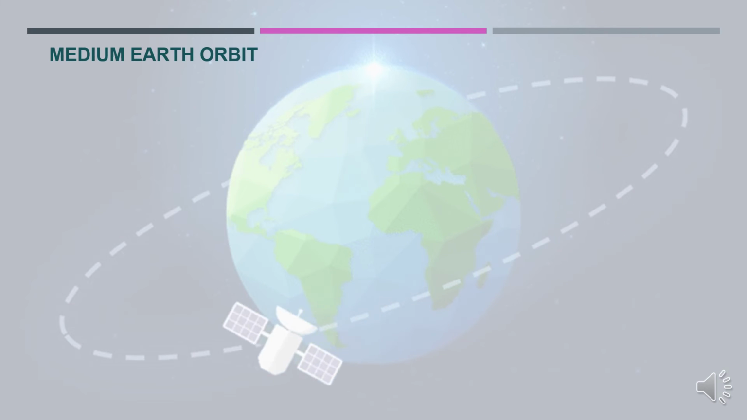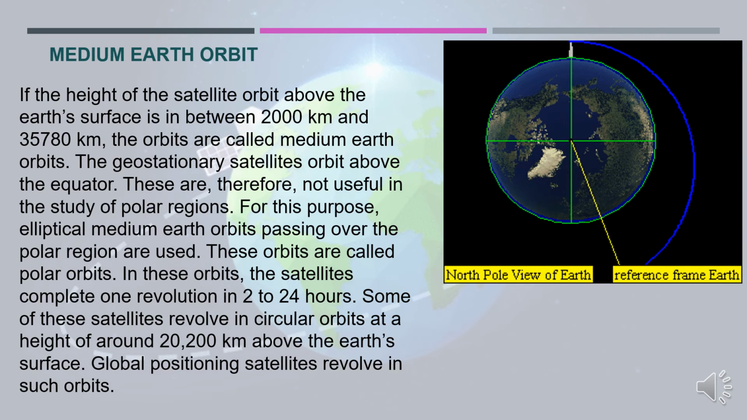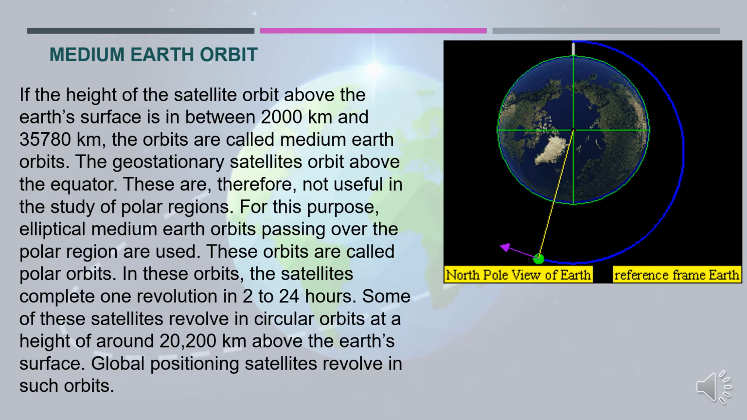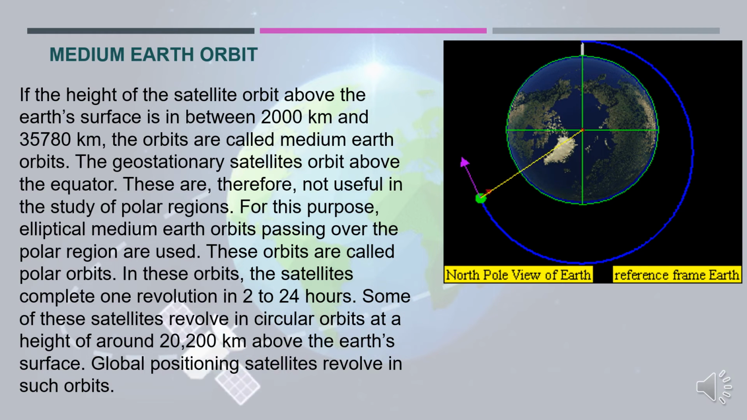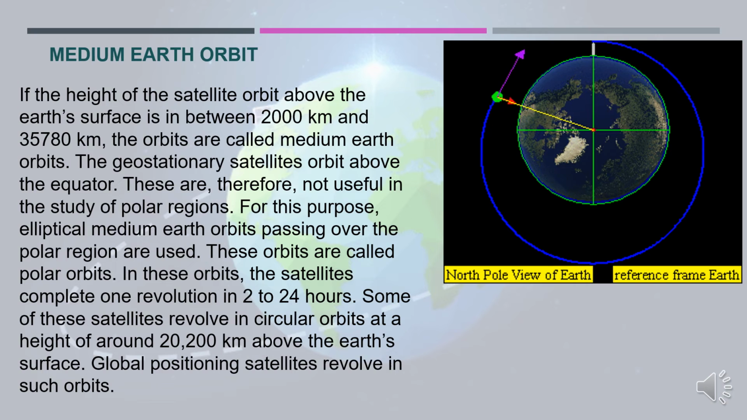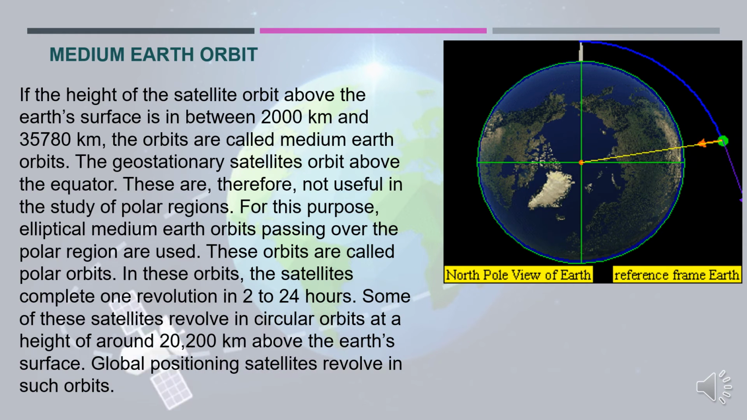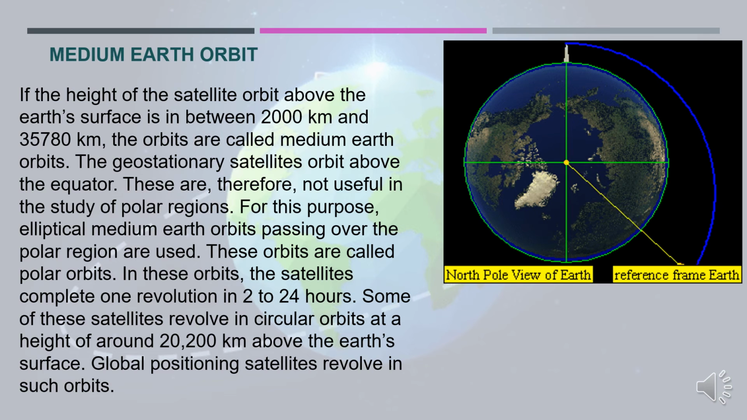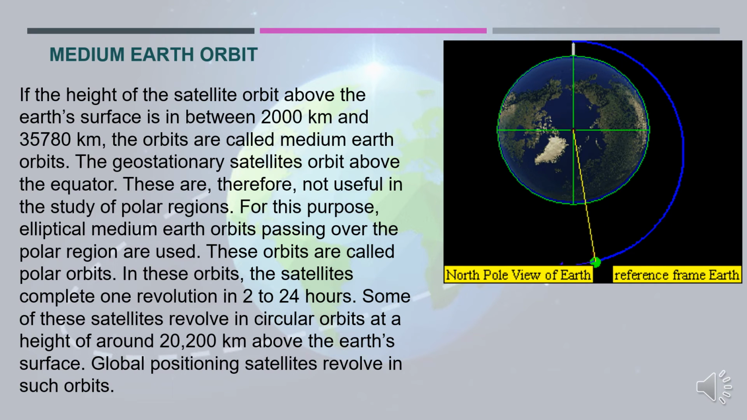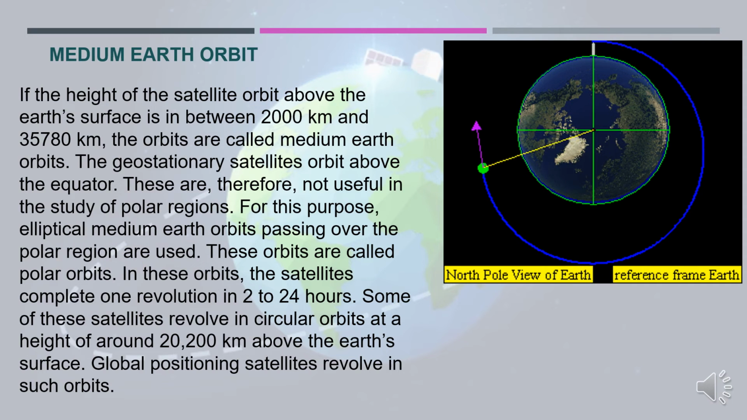Medium Earth orbit. Now, medium Earth orbit: if the height of the satellite orbit above the Earth's surface is between 22,000 kilometers and 35,780 kilometers, the orbit is said to be medium Earth orbit. So these are a little closer as compared to the high Earth orbit.